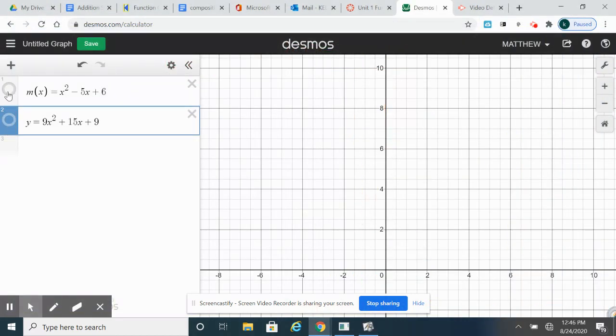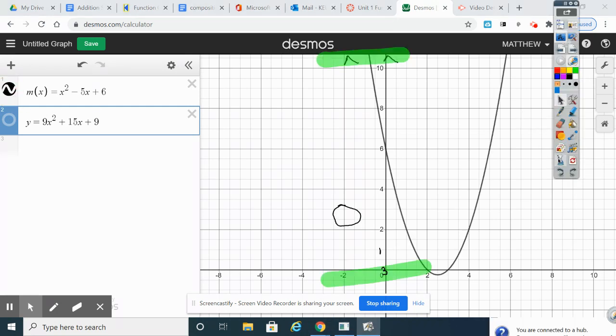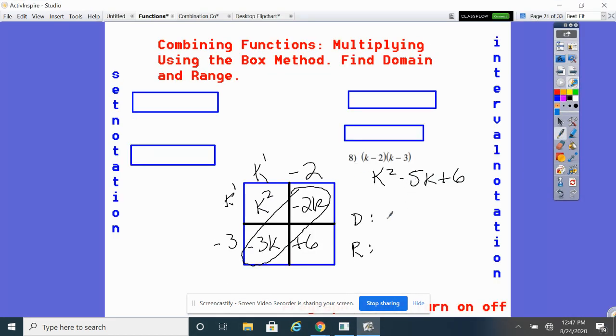Let me turn this graph off, turn this one on. Go get my writing tools. It's the same shape. How far left does it go? It looks like it doesn't stop. It goes off the screen. Negative infinity. How far right does it go? Looks like it doesn't stop. It goes off the screen. Positive infinity. So going back over here, negative infinity to infinity.